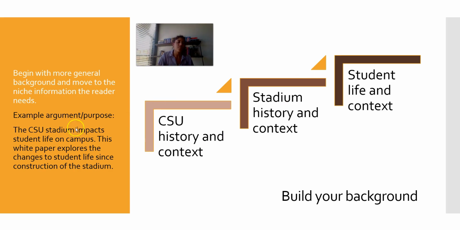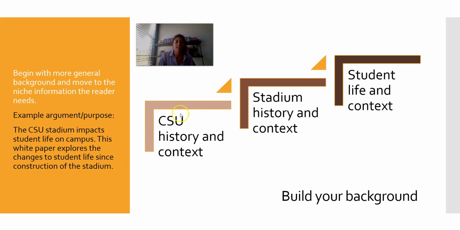So for example, right, if we were doing, like a white paper, let's say, we're doing an empirical report for the proposal on if the CSU Stadium has an impact on student life on campus, right? So the argument, questions for the purpose statement would be like, meaning that it has impacts on student life. And so this white paper explores the changes to student life since the construction of the stadium, or in the proposal format, it'd be something like, this proposal will explore if any changes have occurred to student life since the construction of the stadium, right?